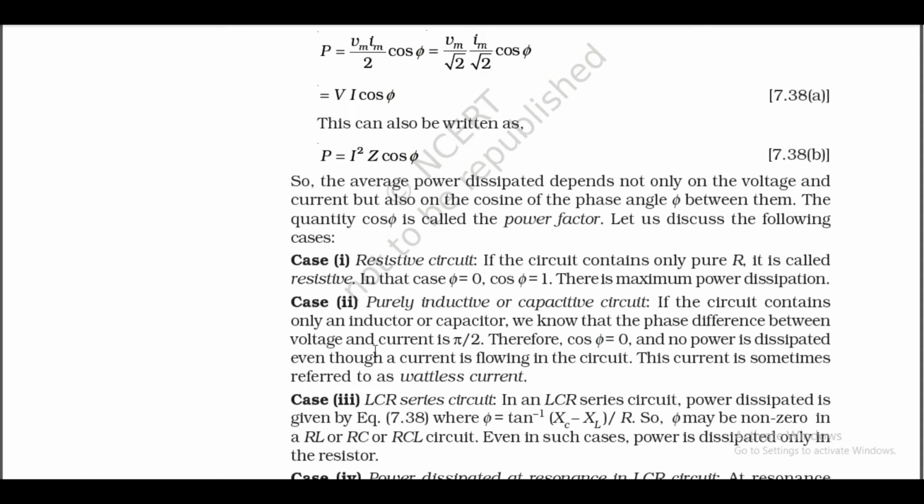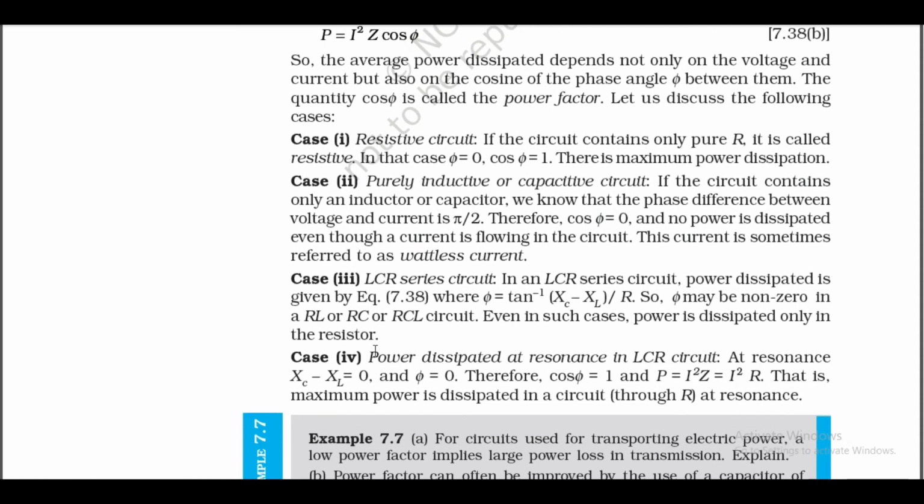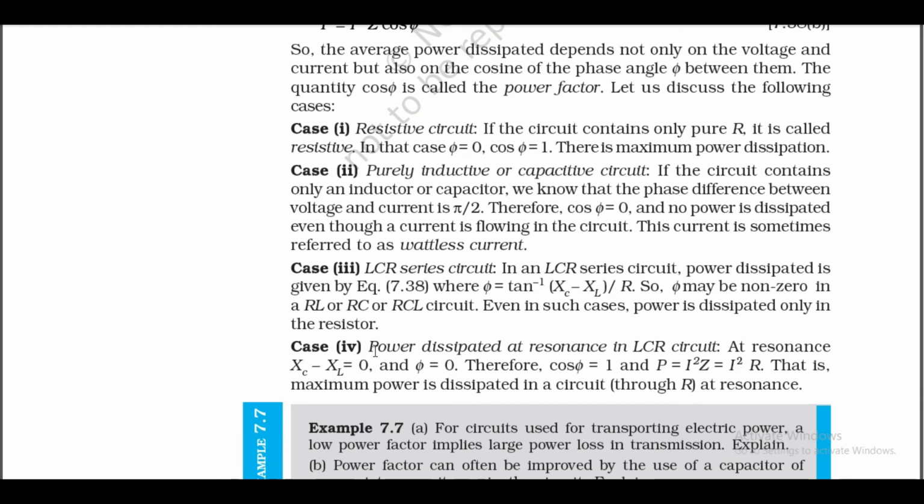Case 1. Resistive circuit. If the circuit contains only pure R, it is called resistive. In that case, φ is equal to 0, cos φ is equal to 1. There is maximum power dissipation.